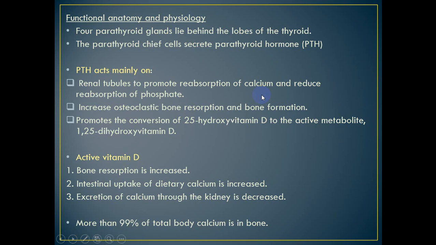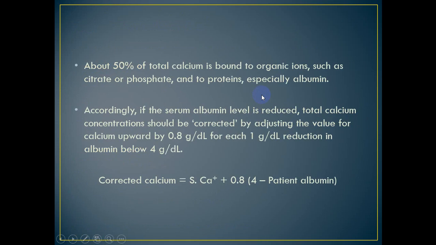More than 99% of total body calcium lies within the bone. So the main storage site for calcium is the bone. The differential diagnosis of disorders of calcium metabolism requires measurement of serum calcium. Any patient we suspect has a parathyroid gland disorder, we need to measure serum calcium, serum phosphate, alkaline phosphatase, parathyroid hormone level, vitamin D level, and to assess renal function.